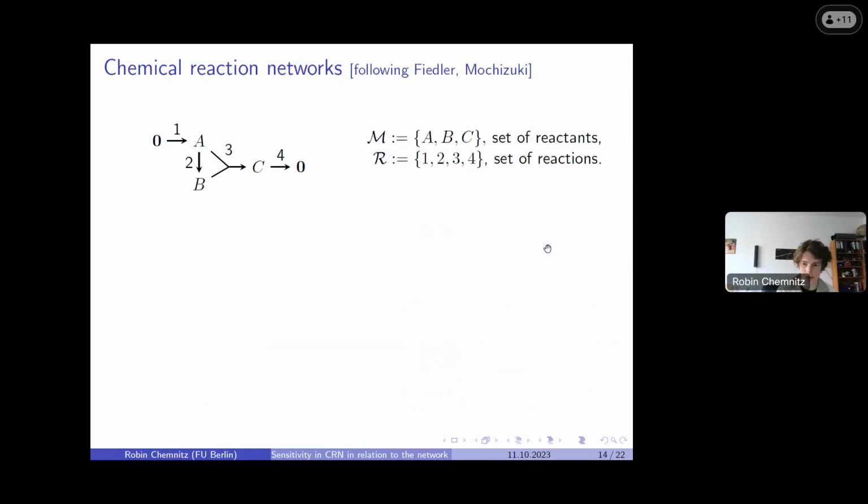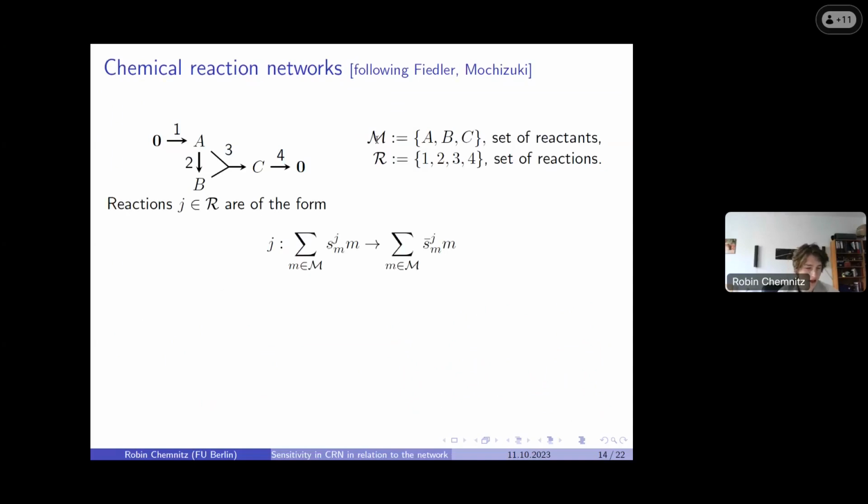Now we will finally get to the chemical reaction networks. I consider general chemical reaction networks. We have a set of reactants and we have a set of reactions. I denote these by M and R. R for reactions, M for metabolites. We initially did this for metabolic networks.